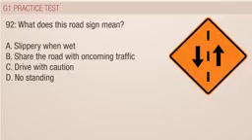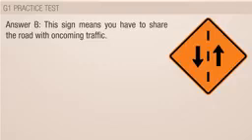Question 92. What does this road sign mean? A. Slippery when wet. B. Share the road with oncoming traffic. C. Drive with caution. D. No standing. Answer B. This sign means you have to share the road with oncoming traffic.